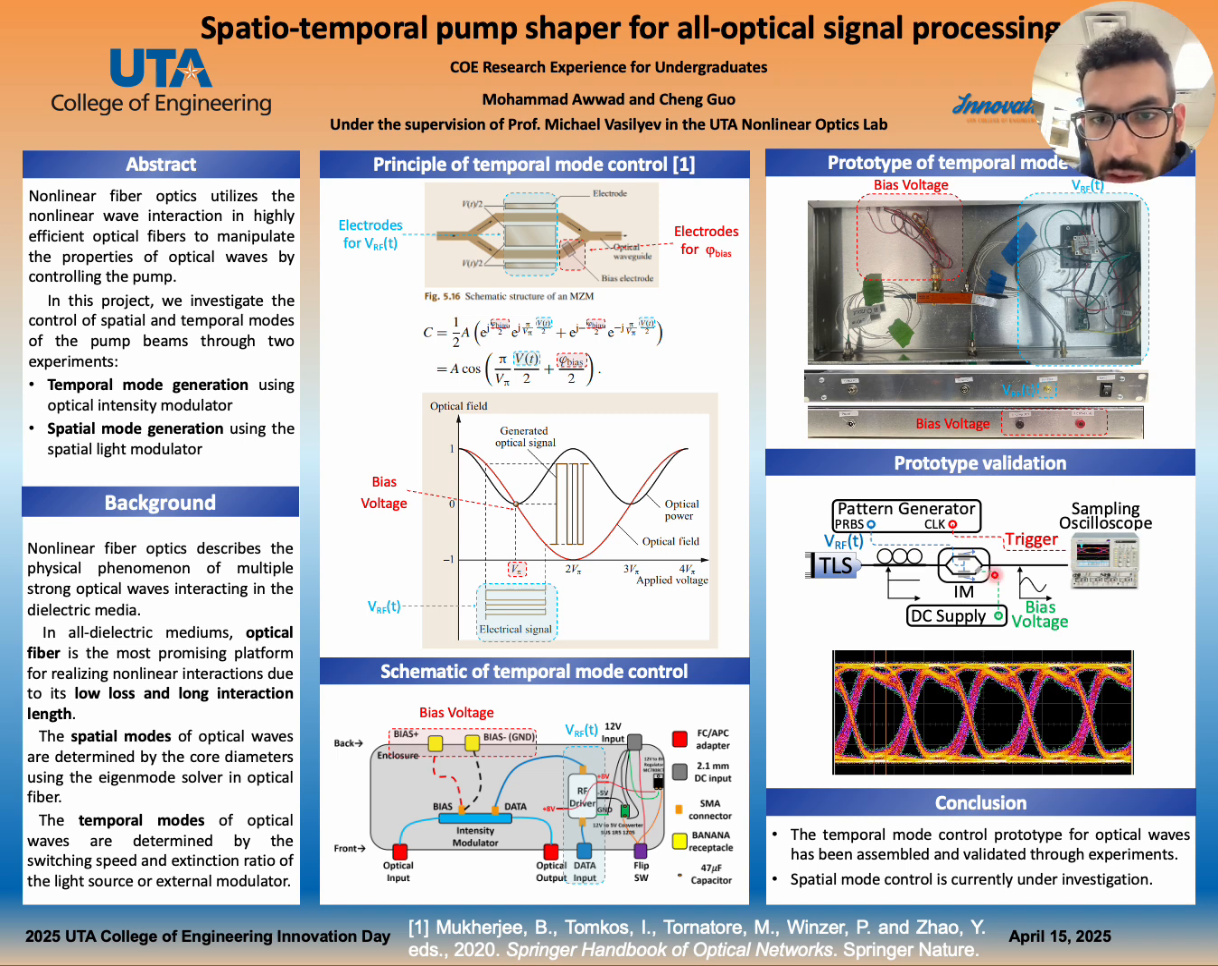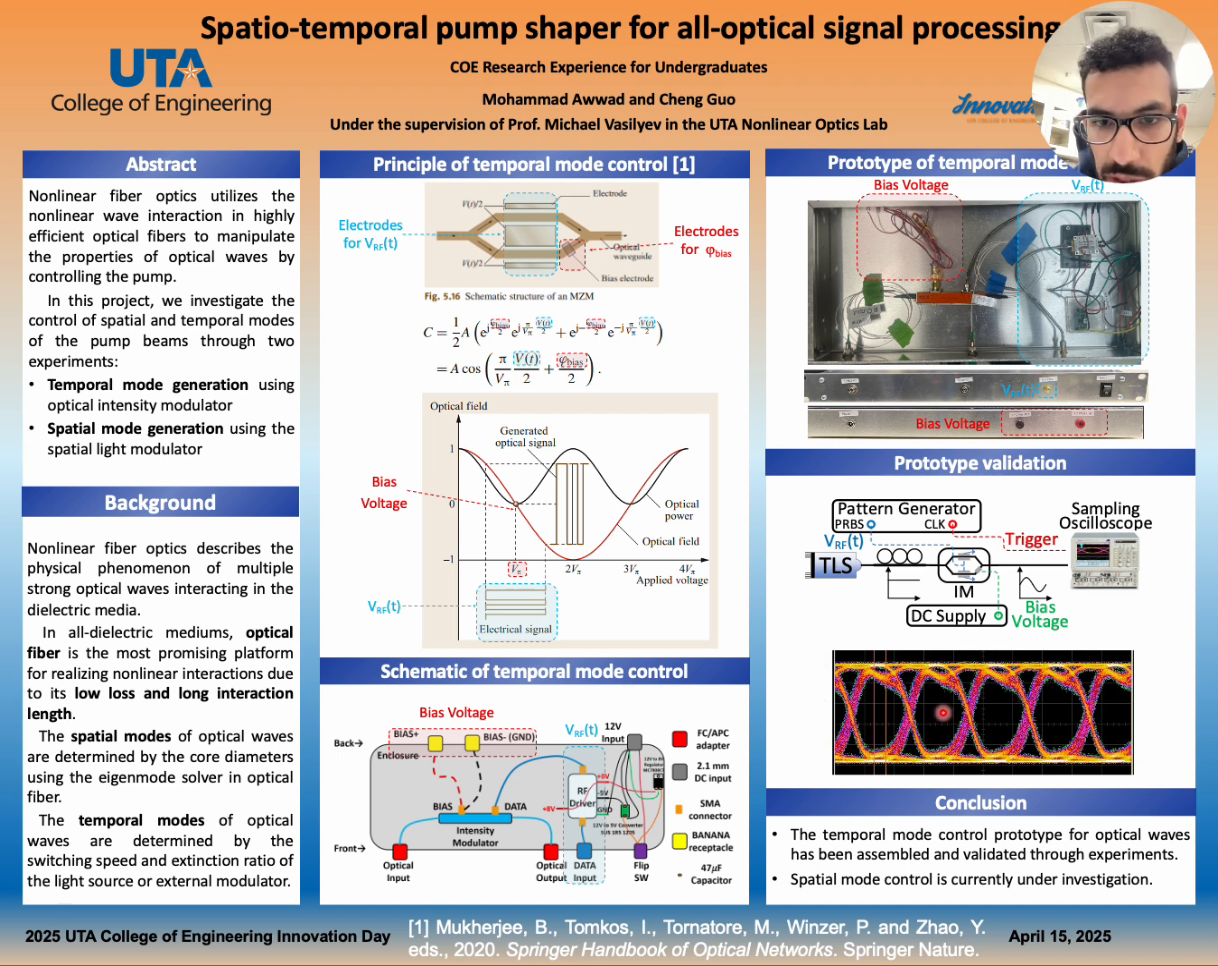In order to validate that the prototype functions correctly, we have a tunable laser source go to a polarization controller that went into the intensity modulator, a pattern generator to send our function to the modulator, as well as a DC bias to ensure that we start on the V pi. And then we also had a trigger that went to a sampling oscilloscope to measure our signal, which gave us this optical eye diagram.